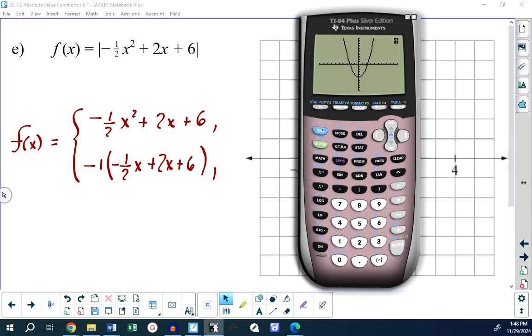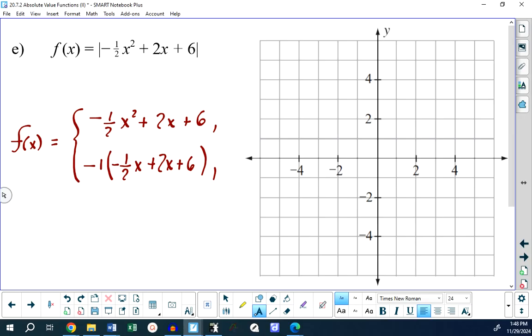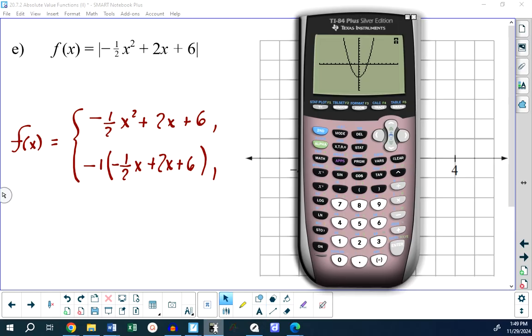By the way, looking at this function, you should know without the absolute value sign it opens down. So it's going to be the middle part that you leave alone. It's going to be the two endpoints that get reflected up. All we need to know is the x-intercepts, I guess. Negative 0.5 x squared plus 2x plus 6. So notice we're not going absolute value. We're looking at the original function. Zoom 6.